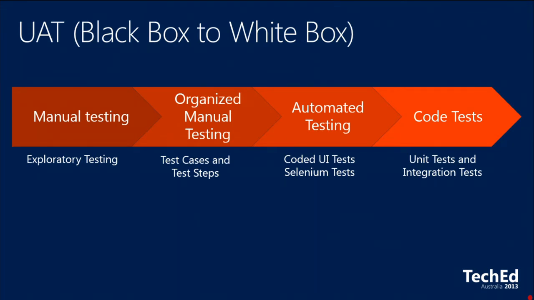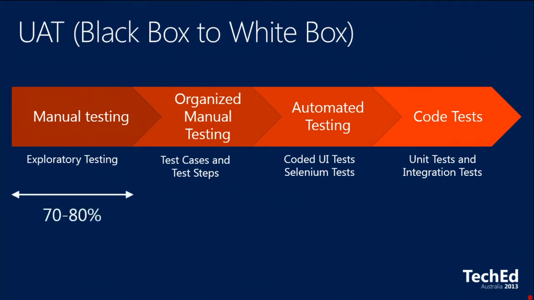We see a spread between black box and white box testing. Black box testing is testing stuff where you don't know what's going on underneath. You hit a page, you do some stuff and something comes out. So that's manual testing. On the other side of the fence, we've got coded tests, like unit tests and integration tests, where the developers know exactly what's going on under the covers. And in the middle, we've got organised manual testing with all the test cases, and this ideal spot here, the automated testing, so nobody has to do any work anymore.